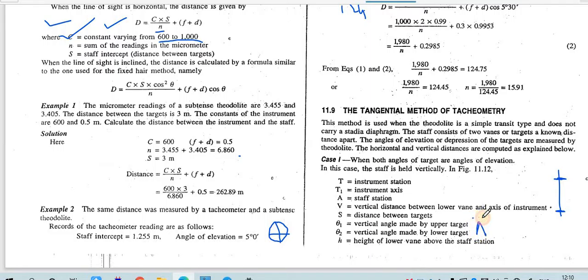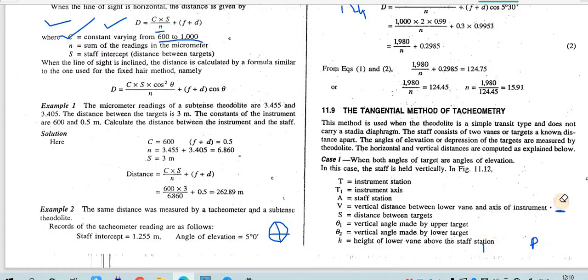Suppose this is your instrument. You will have to take two observations. First, you will bisect this point, and then you will bisect this point. Based on that, you will measure this horizontal angle, and this is the vertical angle, and you will have to measure this vertical angle. And then by applying certain trigonometric formulas, you can easily calculate the horizontal distance between them. One by one we will do it. What are the formulas we write?